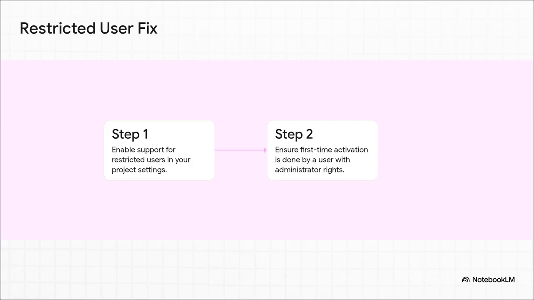First, you have to go into your project's settings and make sure that the Support for Restricted Users option is enabled. That's step 1. Step 2, and this is crucial, you have to tell your users that the very first time they run and activate the software, it has to be done by an administrator. This sets up the license correctly for everyone on that machine.